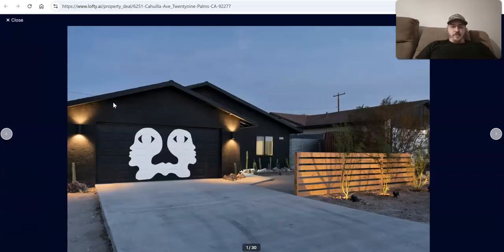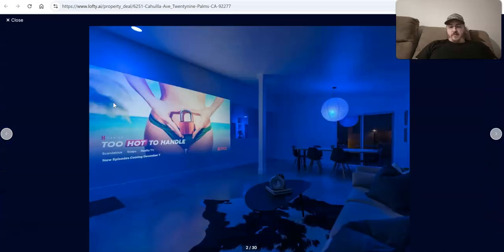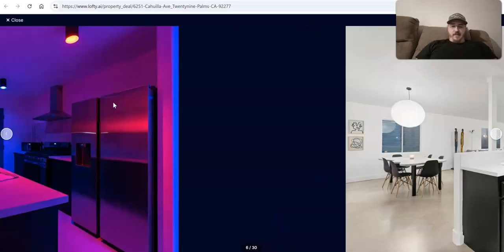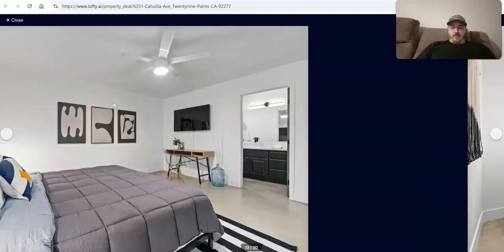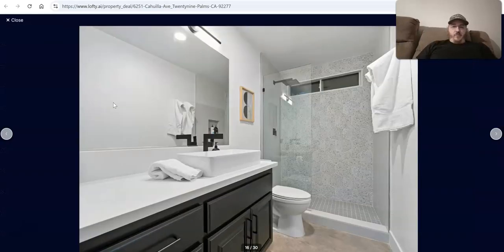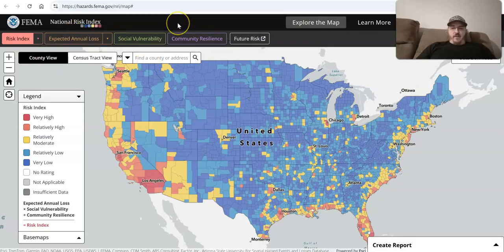My initial thought was, well, this is the desert, right? So I thought it's probably not that high a risk, but I didn't know. And it reminded me of a tool that I've used before, but definitely don't use enough. And it is the FEMA National Risk Index.